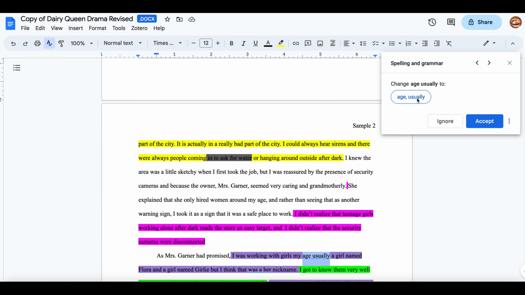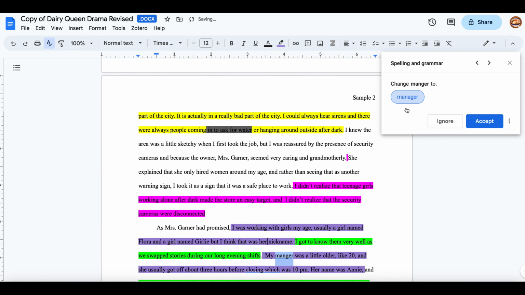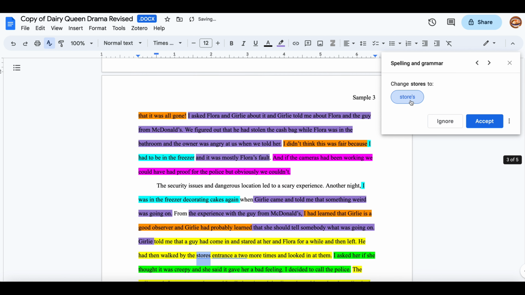This is a good suggestion. Working with girls my age, comma, usually. Perfect, makes sense. This looks like there's an extra A in here, so we're just going to change that to her. This says manger instead of manager. These are common sorts of spelling errors, like not that exact one, but I see these kinds of errors all the time, and it's doing a really good job catching them. So that's just something that you guys should definitely be running. Grammar check.